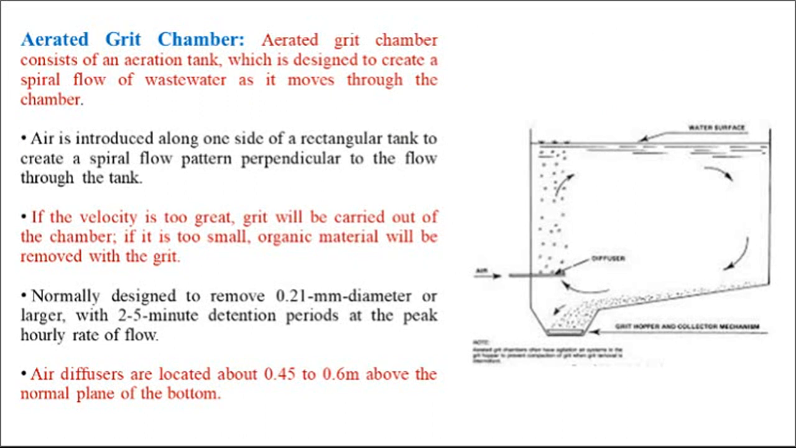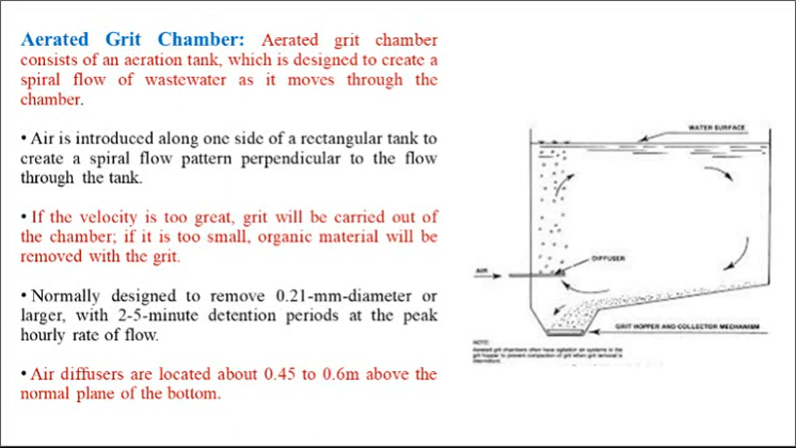The second type of grit chamber is the aerated grit chamber. An aerated grit chamber consists of an aeration tank which is designed to create a spiral flow of wastewater as it moves through the chamber. Air is introduced along one side of the rectangular tank to create a spiral flow pattern perpendicular to the flow through the tank. If the velocity is too great, grit will be carried out of the chamber. If it is too small, organic material will be removed with the grit.